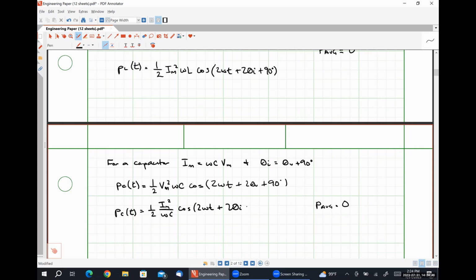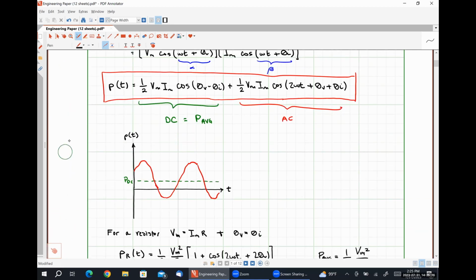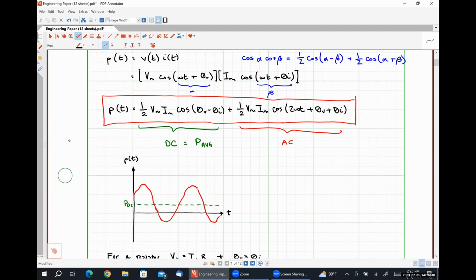That's twice theta I minus 90. There we go. All right, so these are our relationships for resistors, inductors, and capacitors, where we only need to know the voltage drop across the element or the current flowing through the element. If we have any combination of elements or voltage or current sources, we have to use the relationship that I've boxed up here in red. Okay.